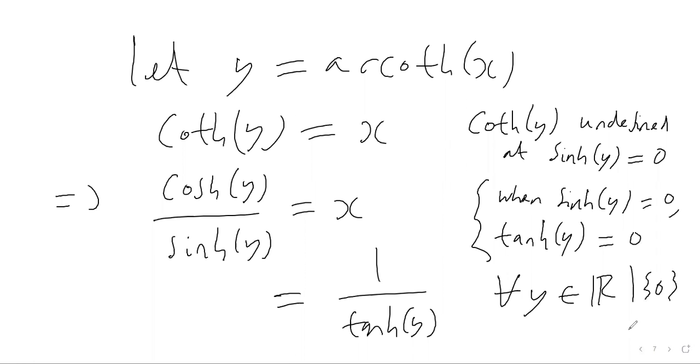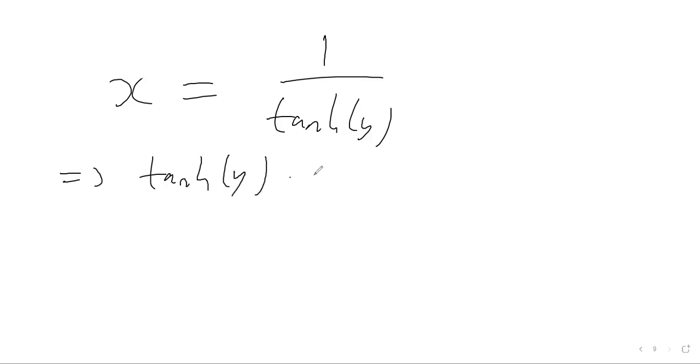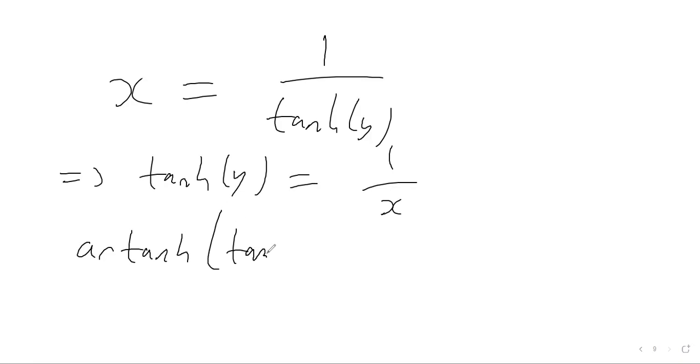So therefore this x variable there equals the 1 over tanh y function. Just rearrange that to get tanh y equals 1 over x. So now let's apply the artanh function to both sides. So artanh of tanh of y equals artanh of 1 over x.